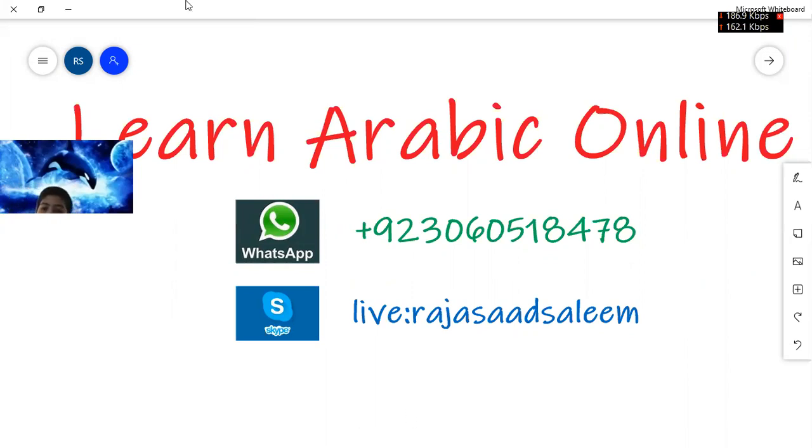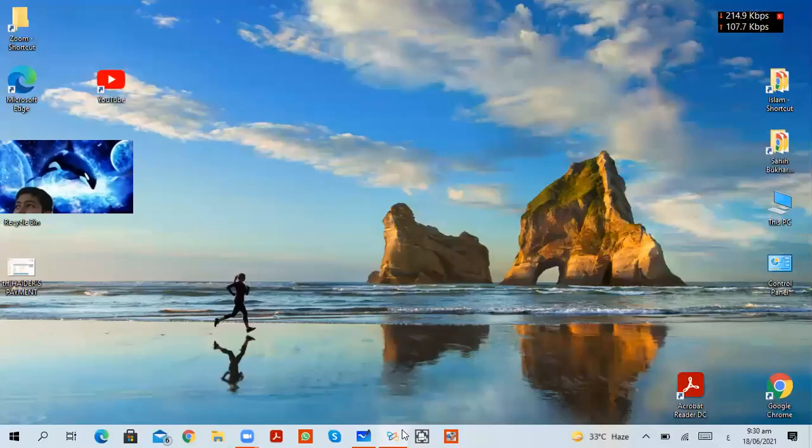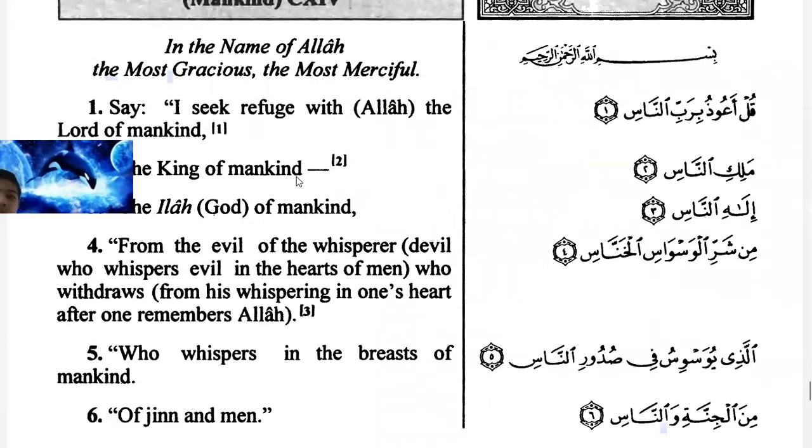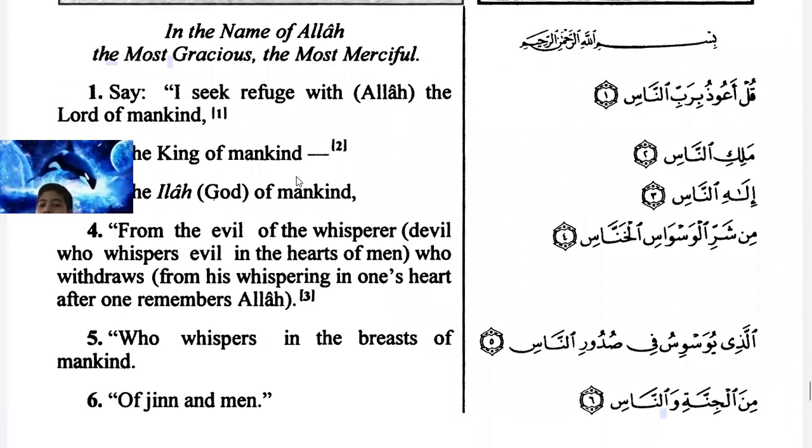Do you remember anything? So we learn about the whispering devil thing. Here we learn how to take refuge with Allah from the devil. Okay. So basically, it is a dua we make to Allah to protect ourselves from the devil. Okay. And devil is, some human beings are devil and some jinns are devil. Okay.